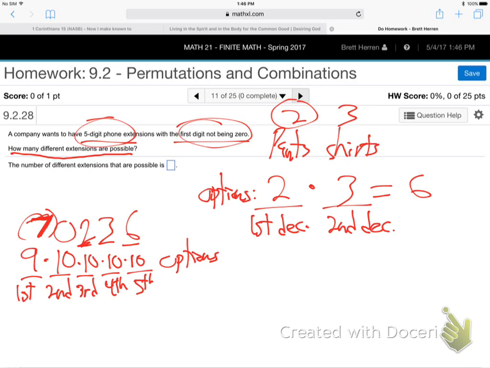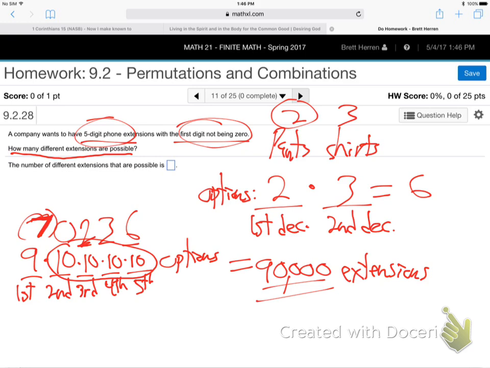So, just multiply those together and you have all the possibilities, and that's easy to do, right? Anytime you multiply by 10, it adds a 0. So take 9 and add 4 zeros because there's 4 10s there. 90,000 different extensions. That would cover 90,000 employees. Does that make sense? So it's kind of the fundamental core of counting. Decisions and options. It gets a lot trickier than that, but that's the beginning.